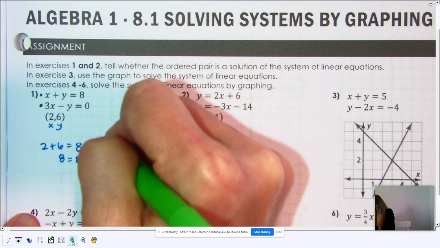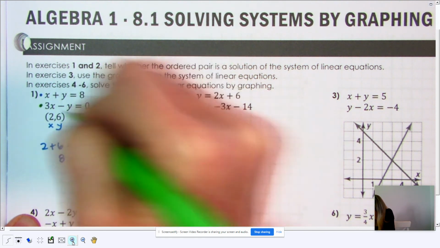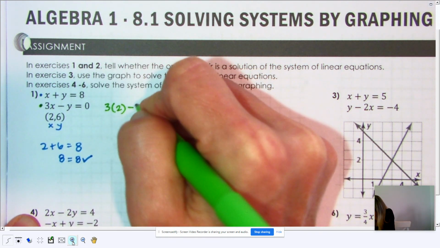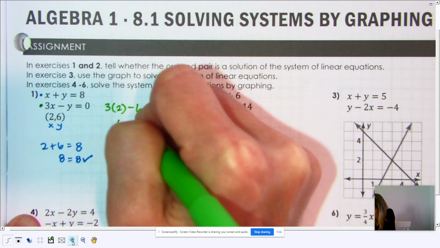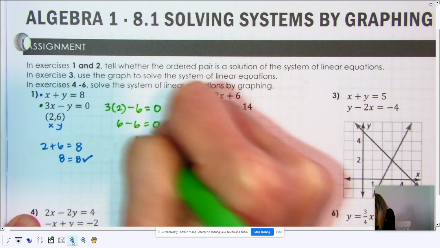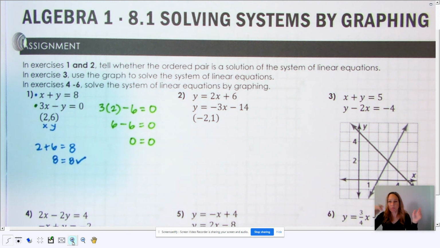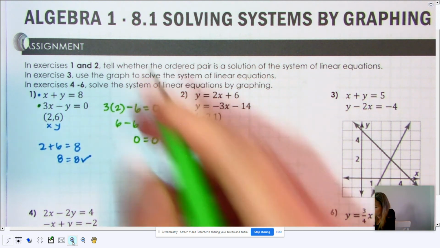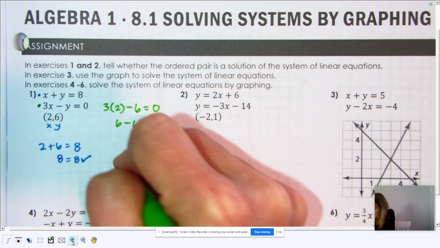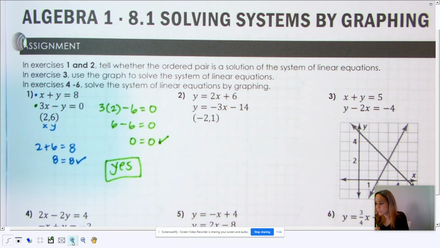I have 3, do my work up here, 3 times x, which is 2, minus y, which is 6, equals 0. So 3 times 2 is 6. 6 take away 6 is 0. 0 equals 0. And you guys notice here, I'm not solving the equations. I'm not going plus 6 on both sides. I'm just simplifying each side of it. And so if I get something at the end that is true, I know on both of them that yes, this is a solution to the system of linear equations.